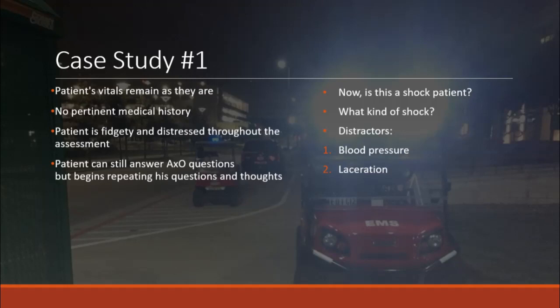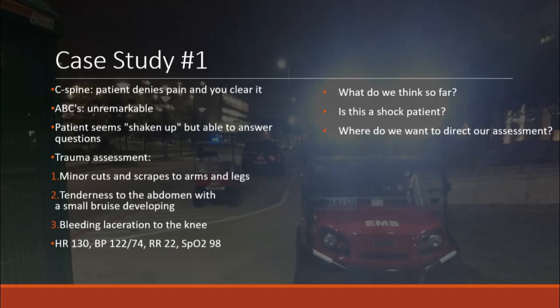Some distractors for this call would be the blood pressure. As I mentioned, the blood pressure is normal for this guy. And so, if he's still in compensated shock, blood pressure isn't an accurate indicator that he's going into shock. We want to be catching shock before the patient starts declining. And then, as mentioned earlier, he had a laceration to the knee. Yes, it is bleeding, and yes, we should probably deal with that, but it's not a life threat. It's not something we need to tend to right away.